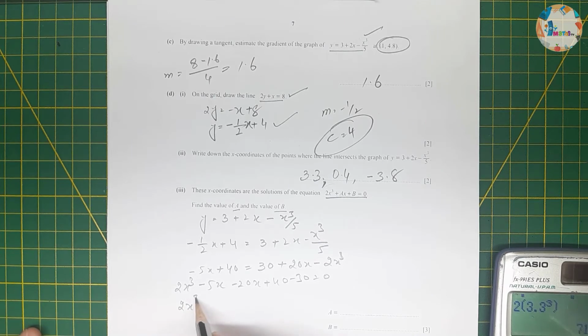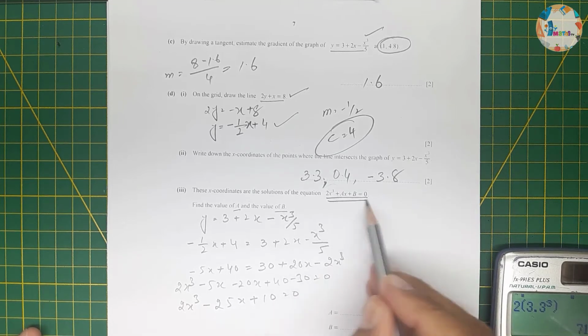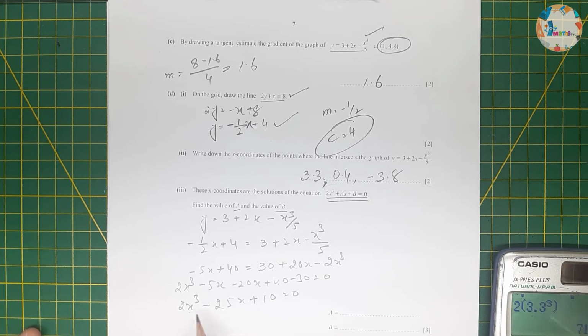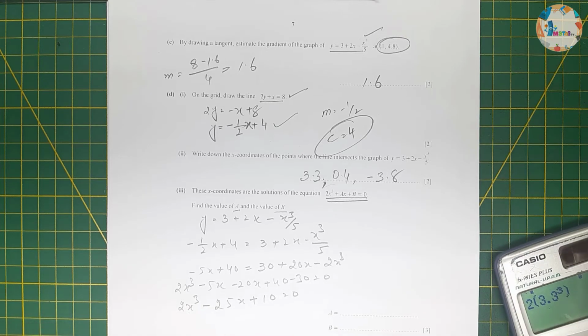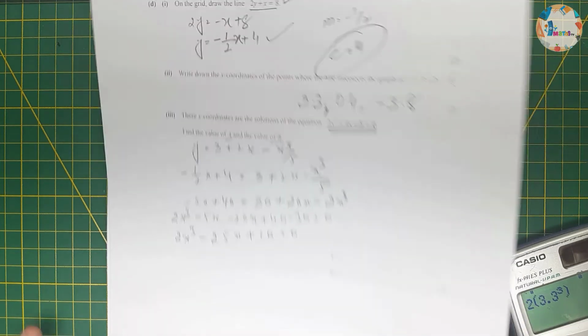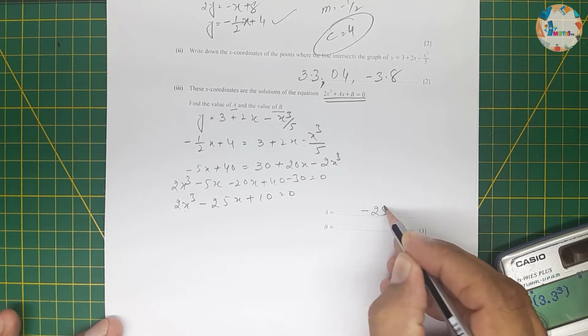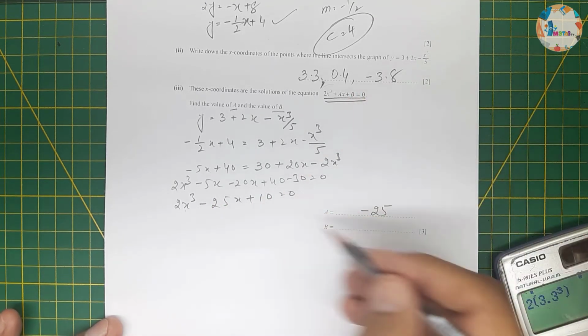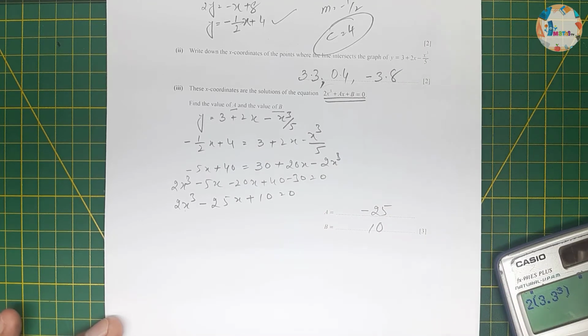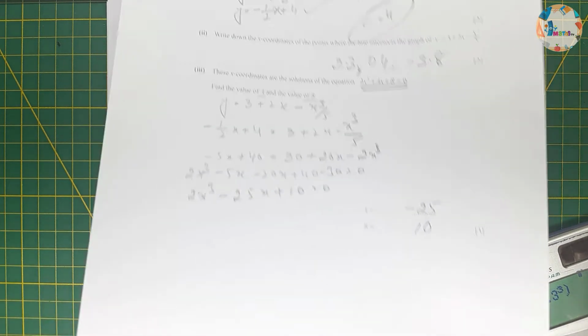So it will be 2x cube minus 25x, and this will be plus 10 is equal to 0. If we compare this equation with this one, our a value is minus 25. I'll move the page a little above over here. So minus 25 is our a value, and b value is basically 10. So this is our b value. Hopefully you got this as well.